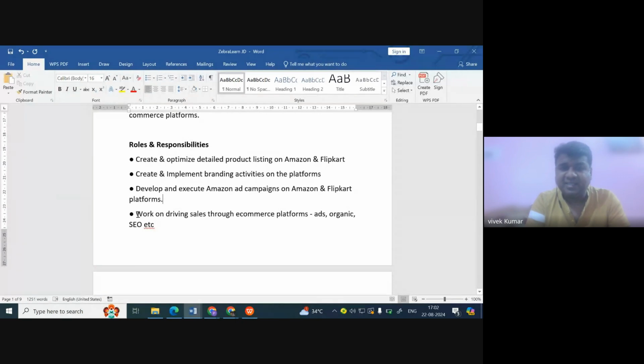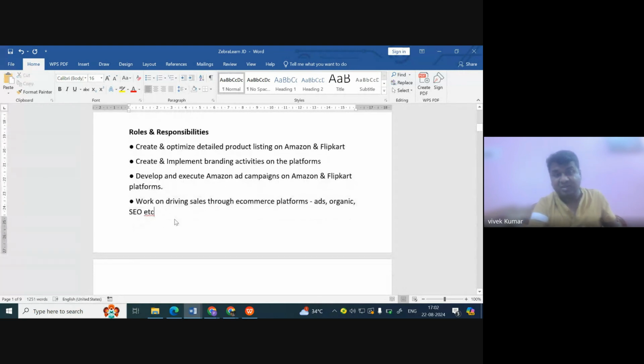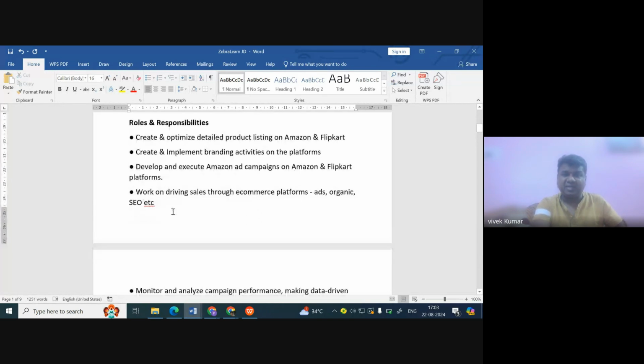Then working on driving sales through e-commerce platforms like ads, organic SEO. So again, this is a very generic thing. Let me tell you, it might not sound like a generic thing, but again, she has to write something which is very specific to Amazon and Flipkart, saying you want to do SEO for Amazon and Flipkart. Because in general, if you talk about SEO, it can be done for their website also. So if you want to attract the right talent, you have to be very, very specific with all these details.